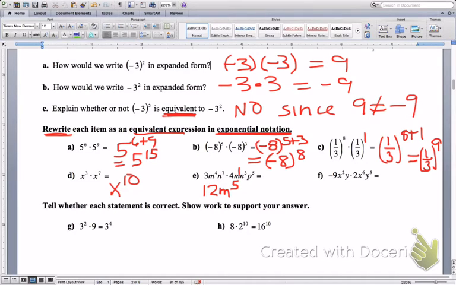M to the 7th and n to the 3. We add the powers. That's going to be 10 for our power. P to the 5. Again, there's no other p, so that one just drops at the end. P to the 5. All right, let's go ahead and move on to the last one.